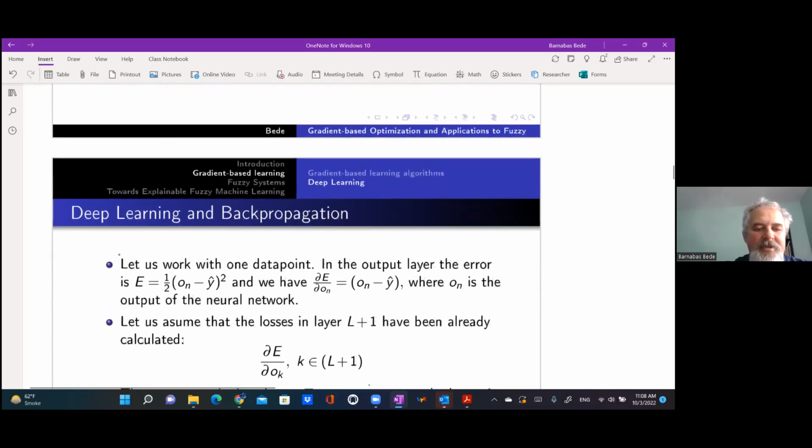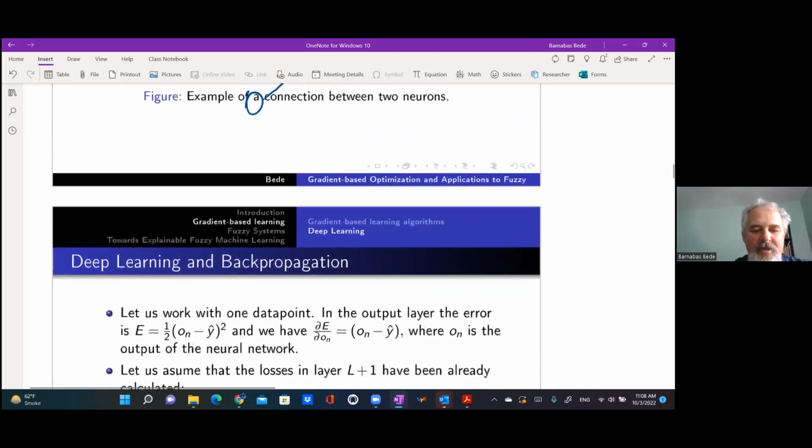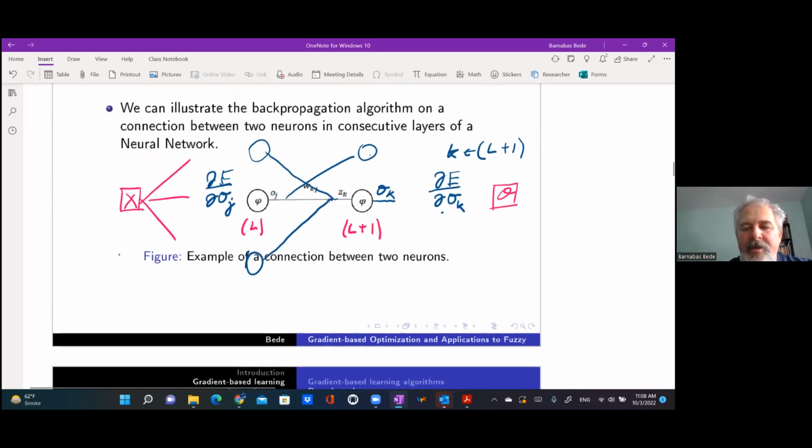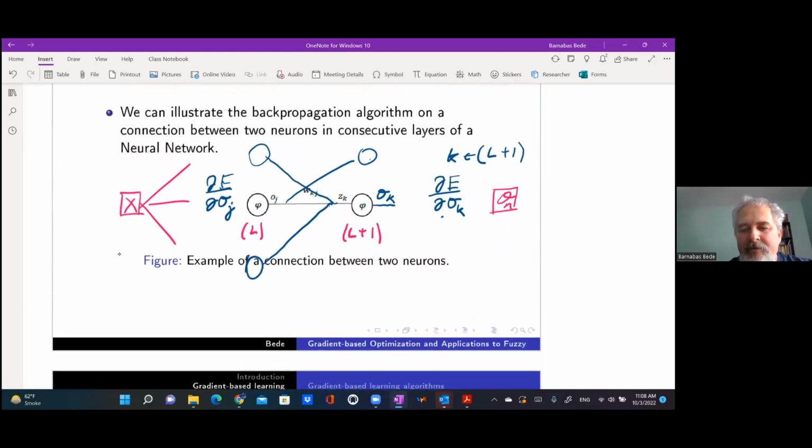Now you want Y hat to be your output, but you got O_N. So there is an error, and you can put together the error as 1/2 (O_N minus Y) squared. Then you can calculate the derivative of the error with respect to O_N easily. So del E del O_N is just the derivative of this expression: the 2 goes to the front and cancels, and you get O_N minus Y hat. So I can calculate del E del O_N easily, for the very last output.